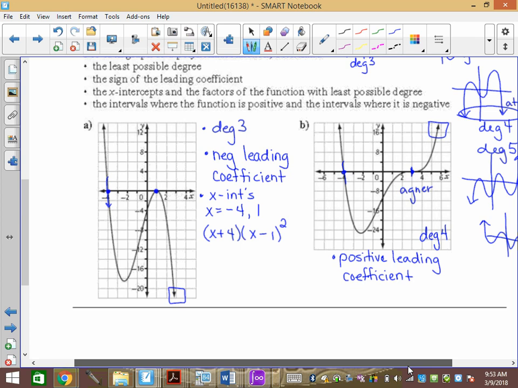What's the x-intercepts on this one? X equals negative 4 and 3. What's my factors? X minus 3 what? Cubed.